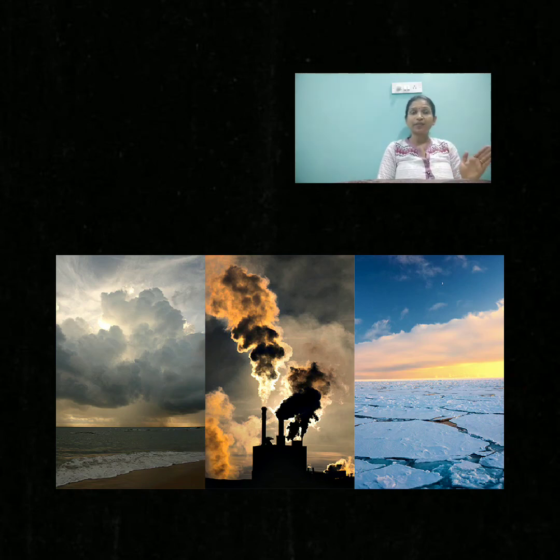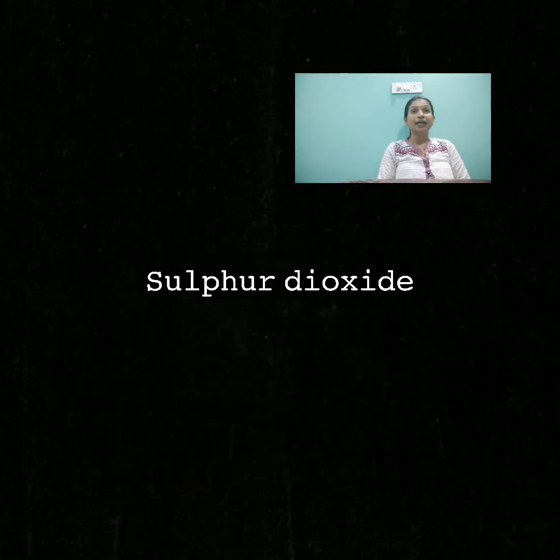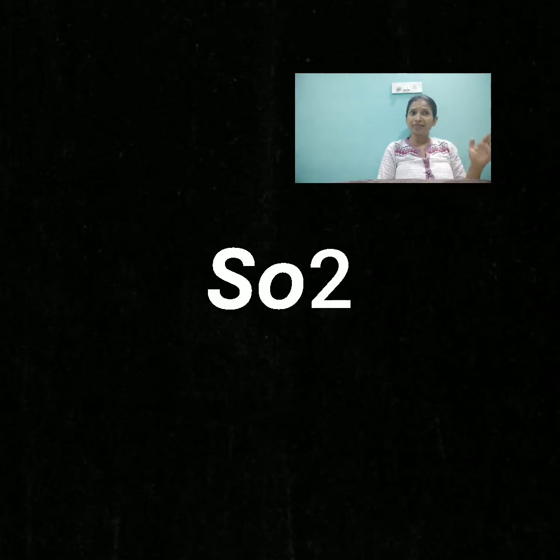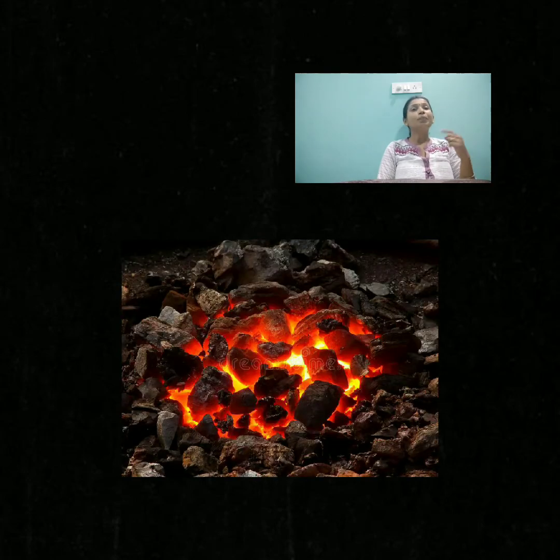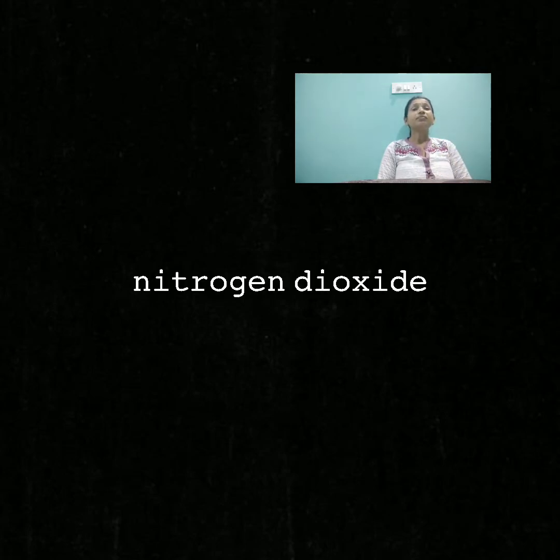Burning of coal and diesel releases sulfur dioxide. Sulfur dioxide has the chemical formula SO2. So burning of coal and diesel releases sulfur dioxide gas. And petrol engines give off gaseous oxides of nitrogen. So gaseous oxides of nitrogen are nitrogen dioxide, that is NO2.